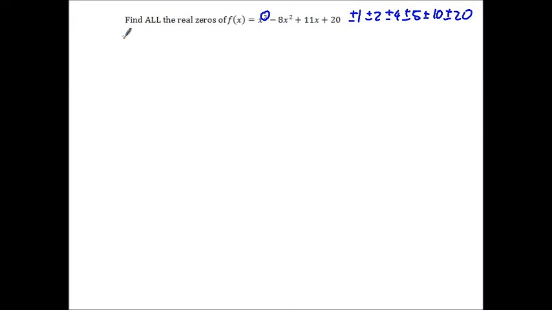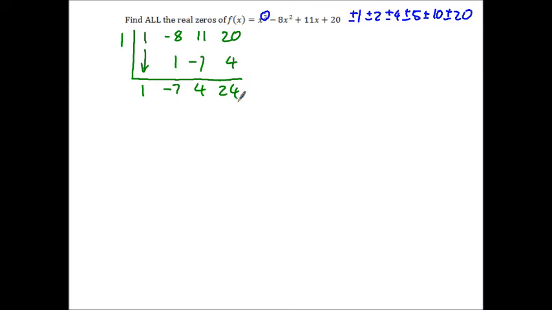Let's just start with the number 1 and set up our synthetic division. Positive 1 goes on the outside, and then in our box we put 1, negative 8, 11, and 20. And now let's get started. We bring down the 1, multiply 1 by 1 is 1, add negative 8 plus 1 is negative 7, multiply 1 by negative 7, we get negative 7, 11 plus negative 7 is 4, multiply 1 by 4, we get 4, 20 plus 4 is 24. Since this is not 0, positive 1 is not one of our zeros, or one of our solutions. Well, too bad, we're going to have to keep trying.